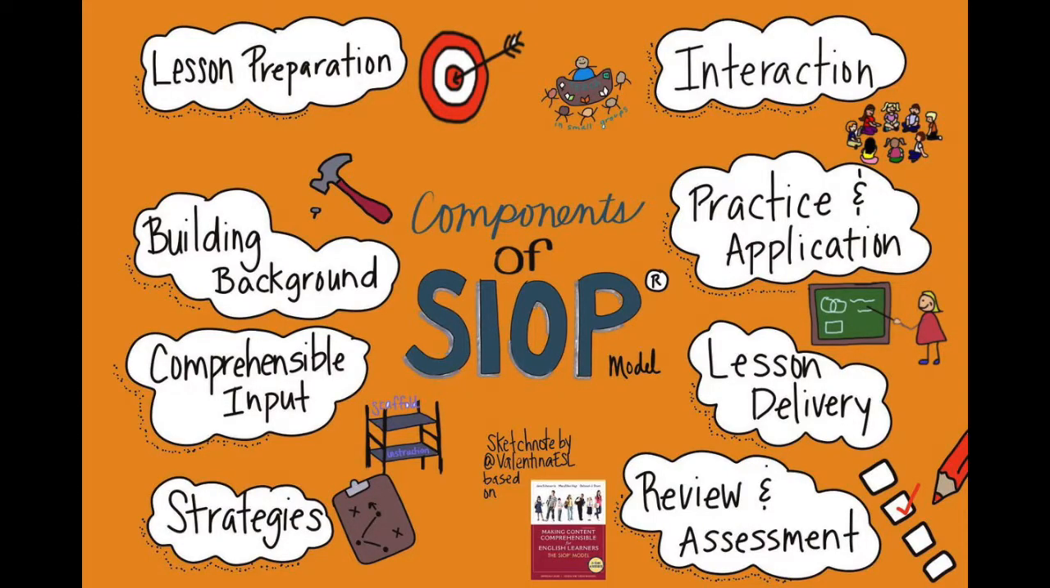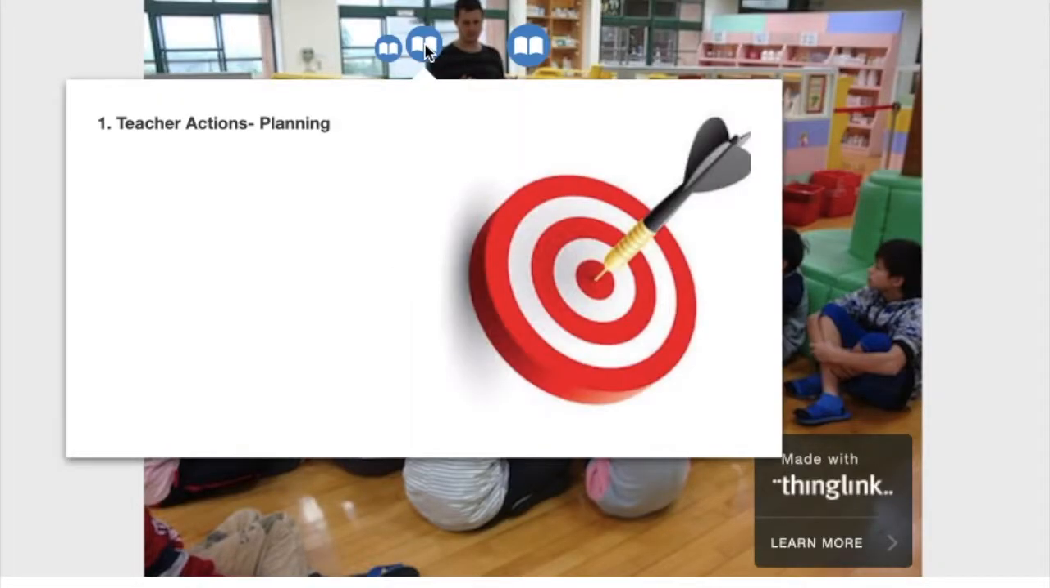SIOP lessons are broken down into 8 categories, which include lesson preparation, building background, comprehensible input, strategies, interactions, practice and application, lesson delivery, and review and assessment. First is lesson prep. The educator must focus on content and language objectives, appropriate content concepts, supplementary materials, adaptation of content, and meaningful activities. Content objectives are essential to state at the beginning of lessons so students know what their end goal is. This then connects to language objectives to support ESL students in developing vocabulary for the lesson.